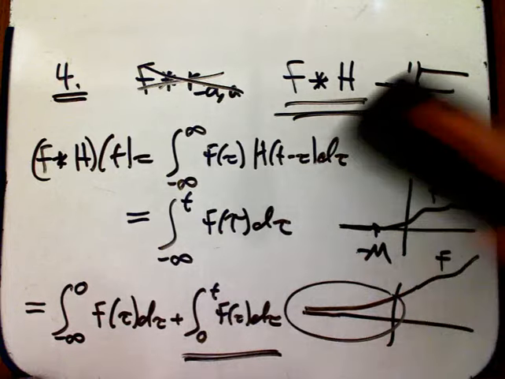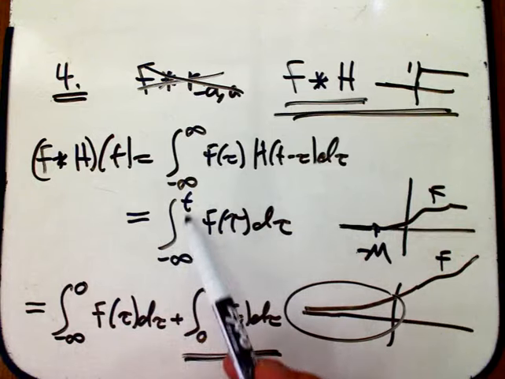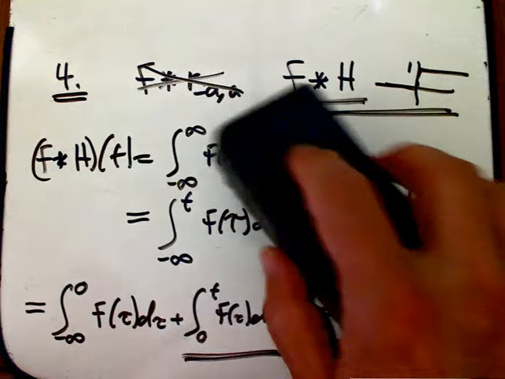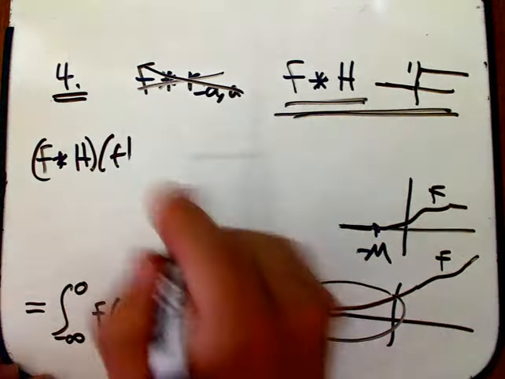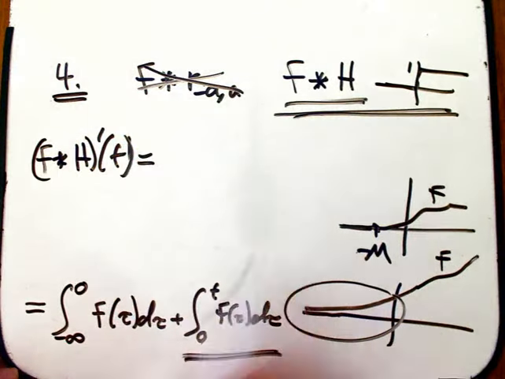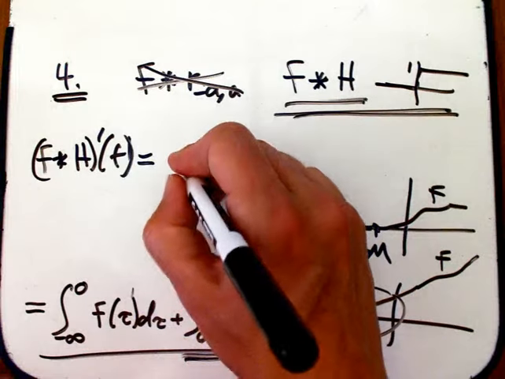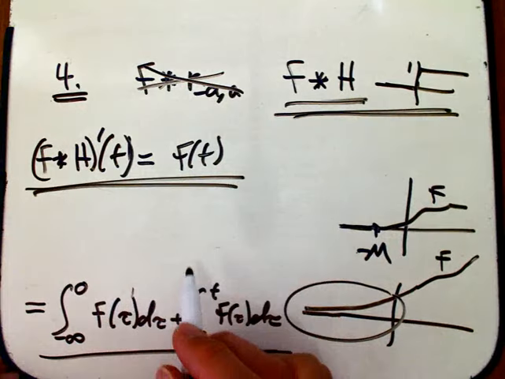Okay. So it's an integral with a variable upper limit of f, and of course that's an antiderivative of f. So when you take the derivative, let's erase all this stuff. The derivative of this puppy is just the derivative of all this. That's a constant. And by the FTC, that's equal to f of t. So this is really cool.